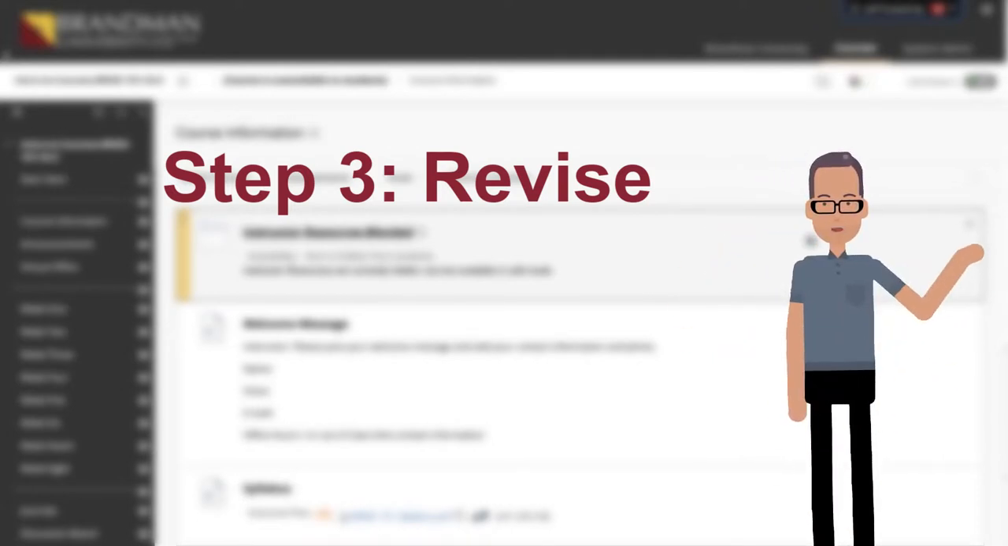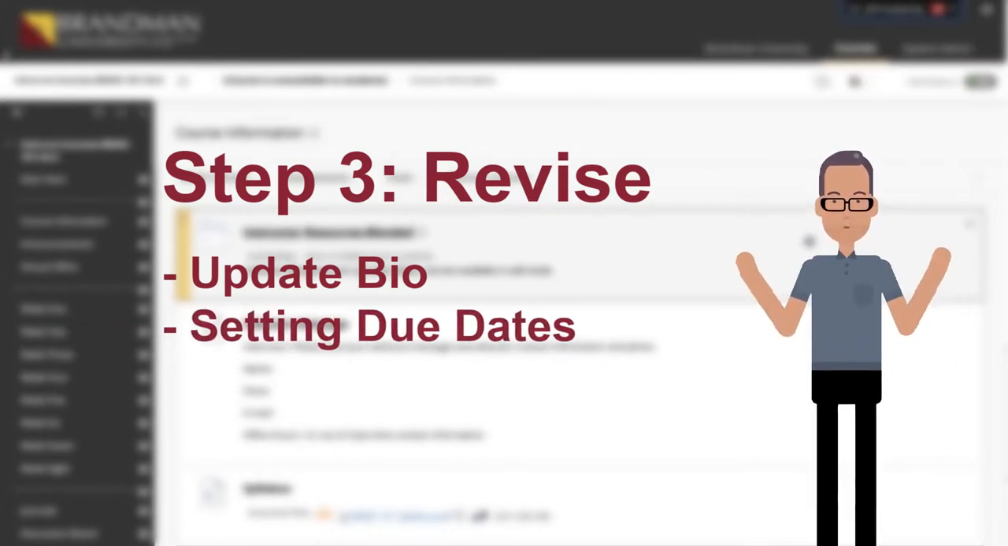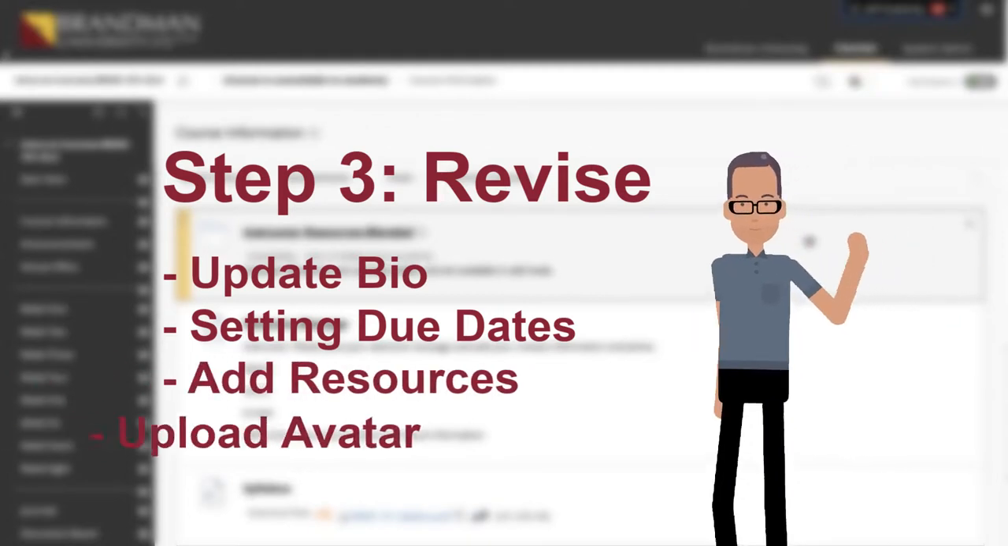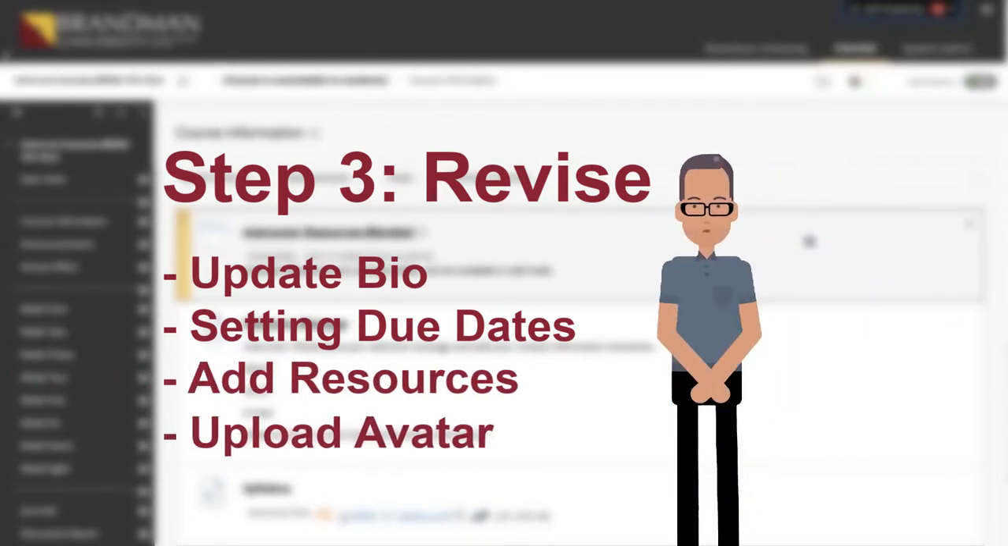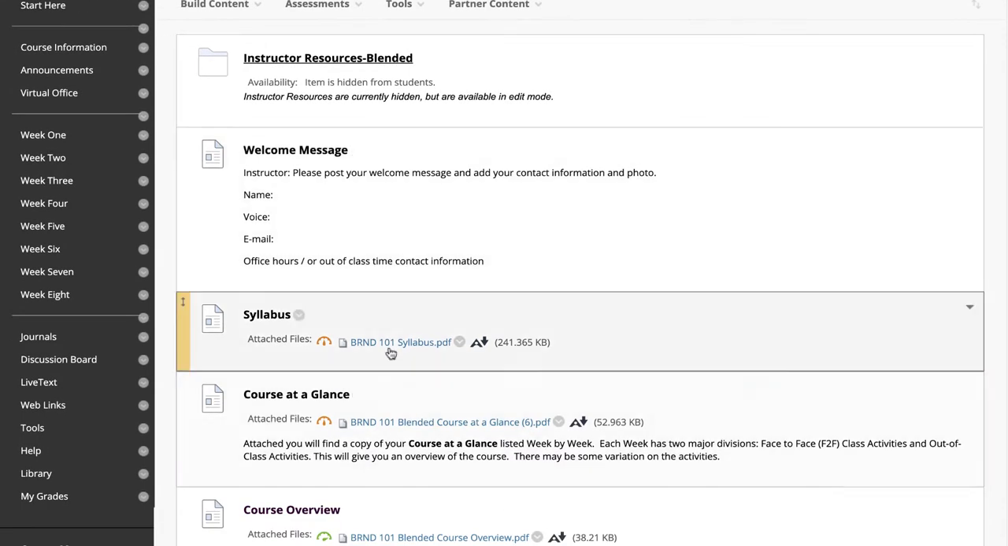The most common necessary changes include updating the instructor's bio and course information, setting specific due dates for assignments, adding additional resources, and uploading a personal photo or avatar. In course information, make sure you add your bio and a picture in the space provided. For more information on how to edit content, please watch the next video in the series entitled Editing Content. If you find it necessary to make changes in the course and you've received the proper permission from your course contact, you must also update the syllabus to reflect these changes.